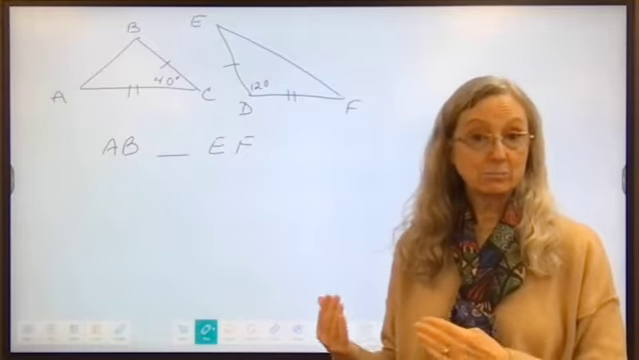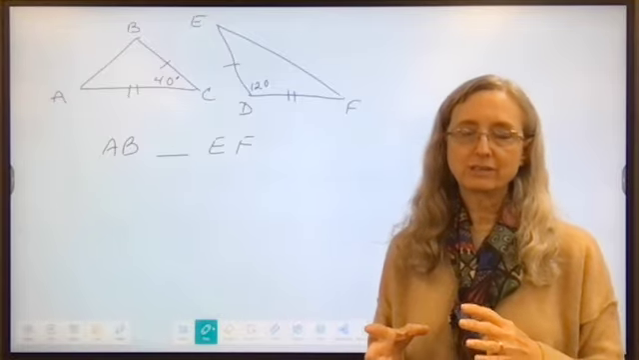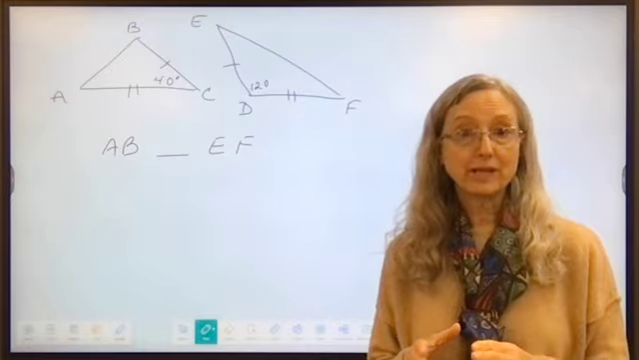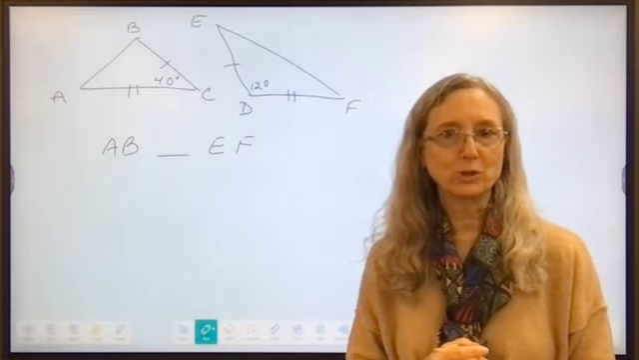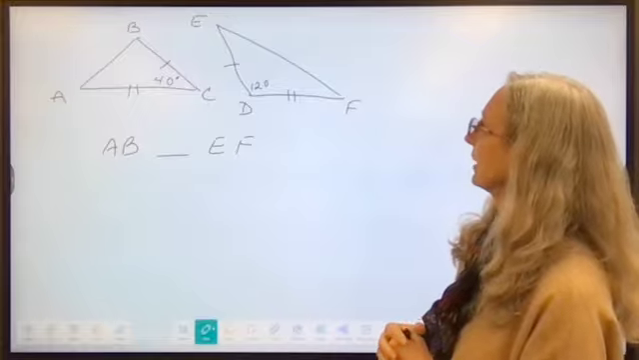This is an example of a hinge theorem problem. The answer is just terribly obvious, but that's okay. It still shows you how the hinge theorem works. I have two triangles, triangle ABC and triangle DEF.